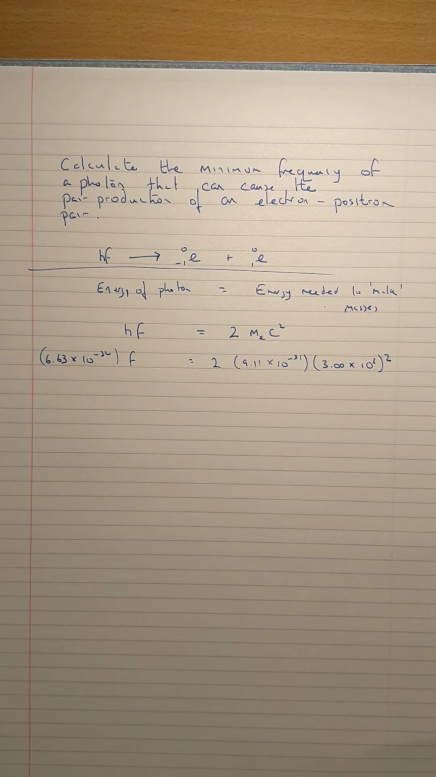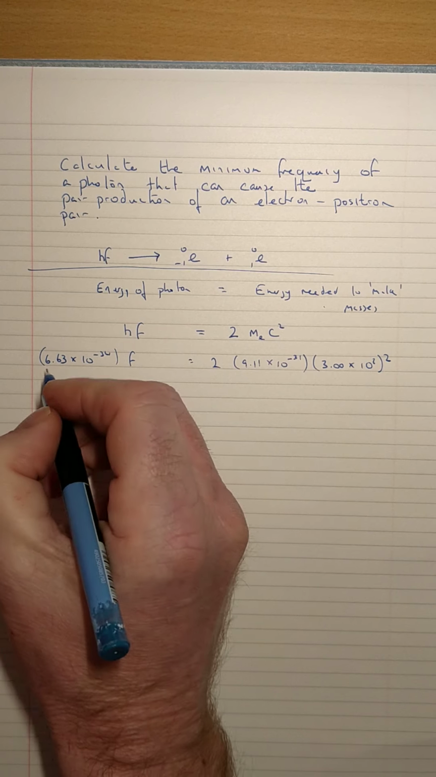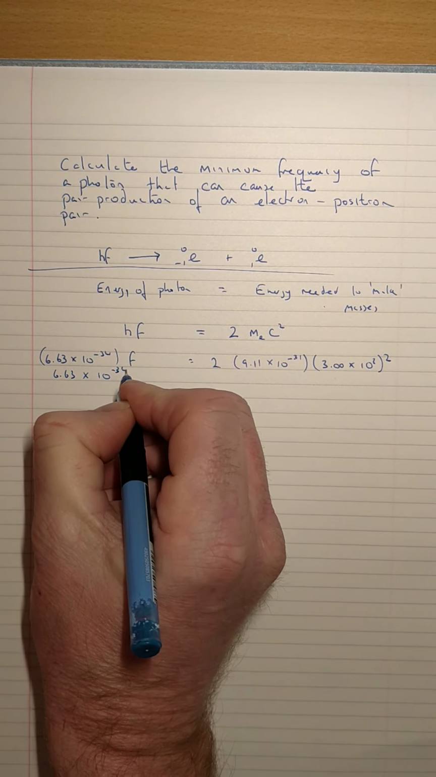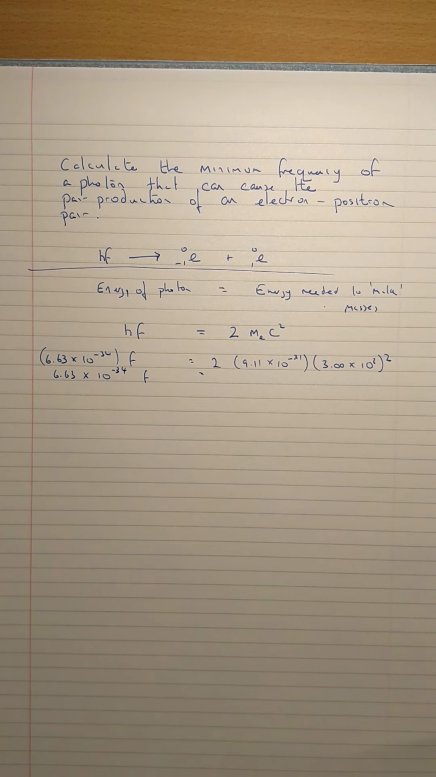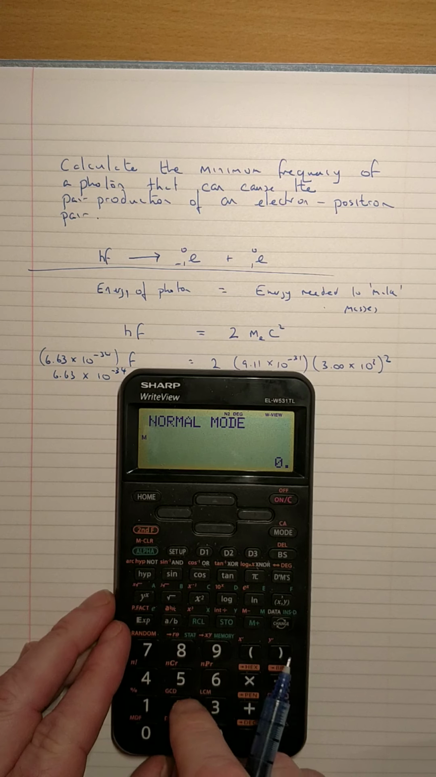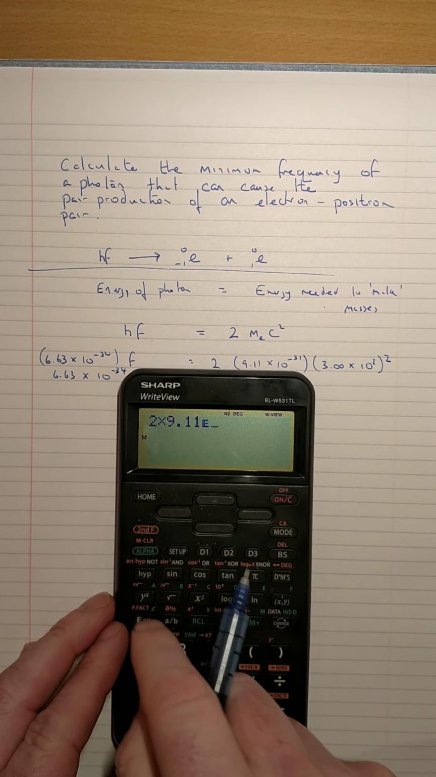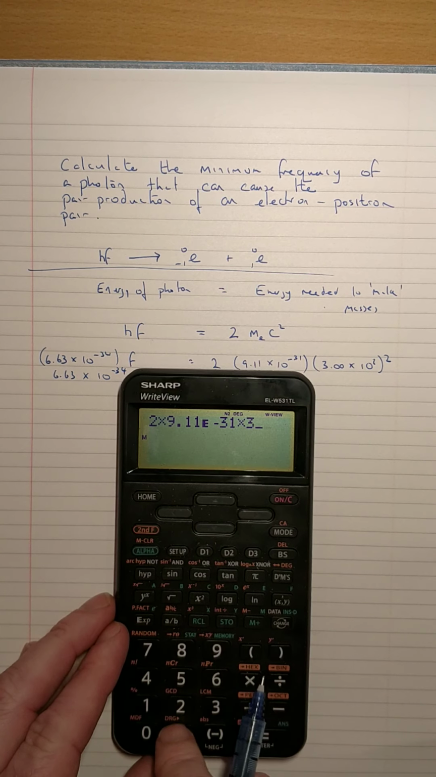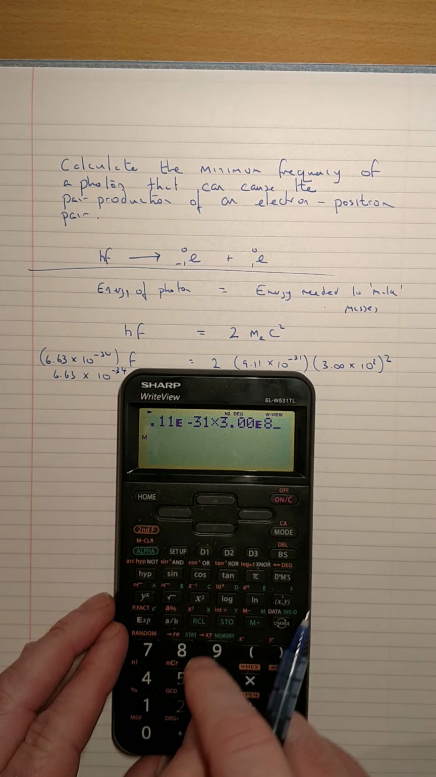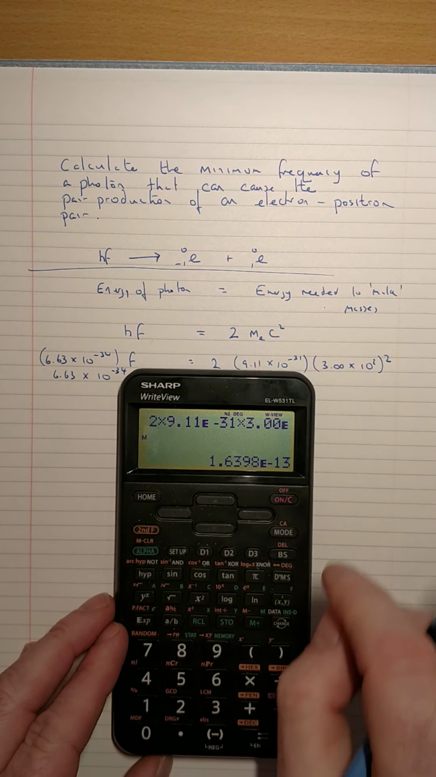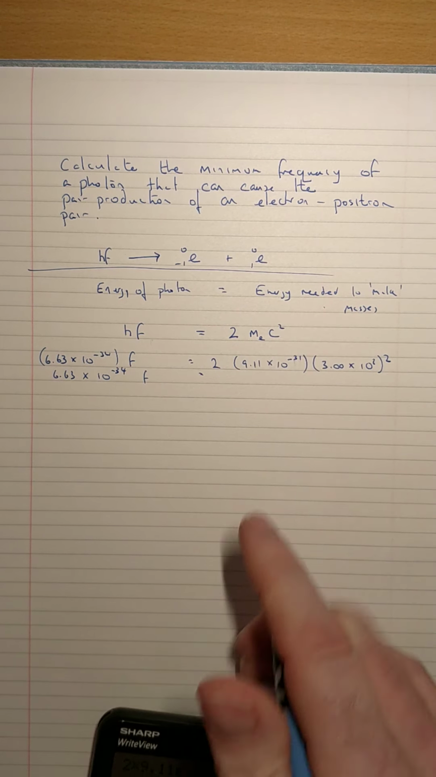Okay, I lost my calculator. Okay, so we have now 6.63 by 10 to the minus 34 by F, so it's 2 multiplied by 9.1 exponential minus 31 multiplied by 3.00 exponential 8, and lots of you are forgetting to square that. Okay, so let's not forget that, and we get 1.64 by 10 to the minus 13.